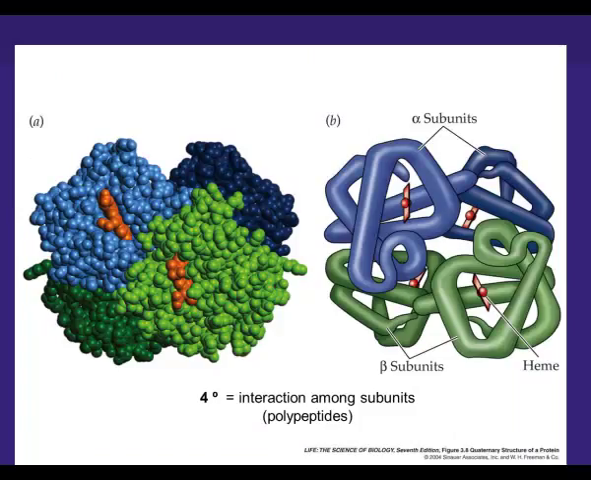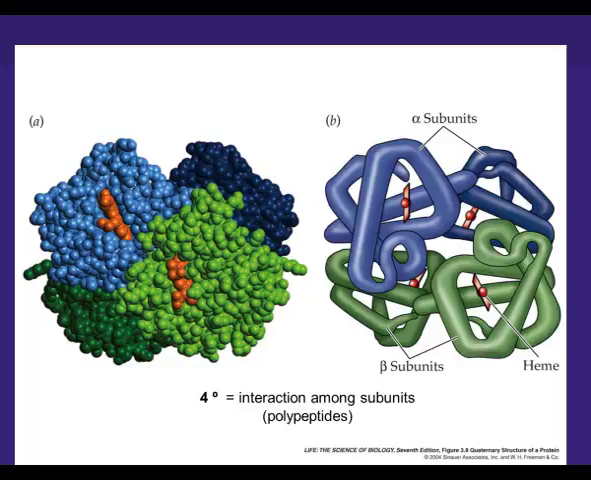Here's an example of a quaternary structure of a protein. This slide is showing the protein hemoglobin, which is very important for carrying oxygen in mammalian blood. It is formed by two alpha subunits, which are shown in blue, and two beta subunits, which are shown in green. Hemoglobin also contains an iron-rich group. These subunits are held together by a variety of different forces: hydrophobic bonds, hydrogen bonds, ionic bonds.